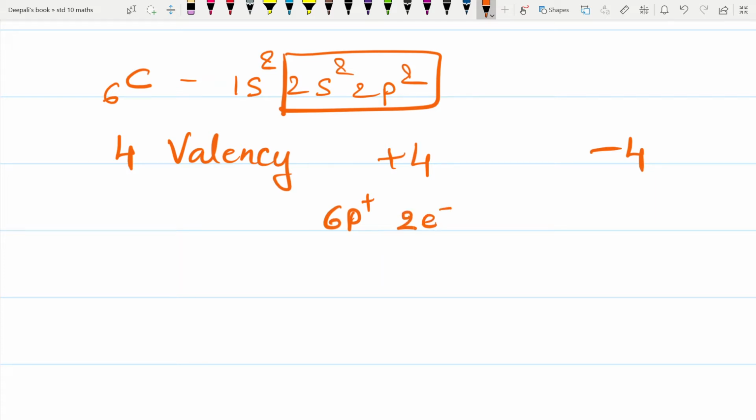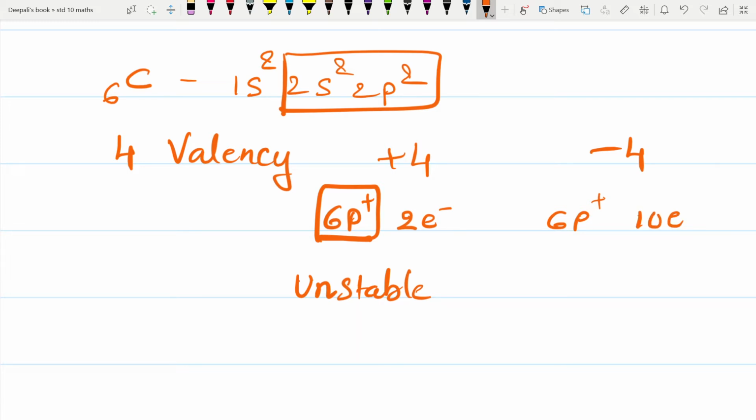Now because of this, the positive charge is very high and the atom will become unstable. Same thing when you talk about minus 4, means it is taking 4 electrons to complete its octet. So it is having 6 protons. Now 6 electrons plus 4 electrons, so total 10 electrons. This also will make it very unstable due to the difference in this electric positive and negative charge.